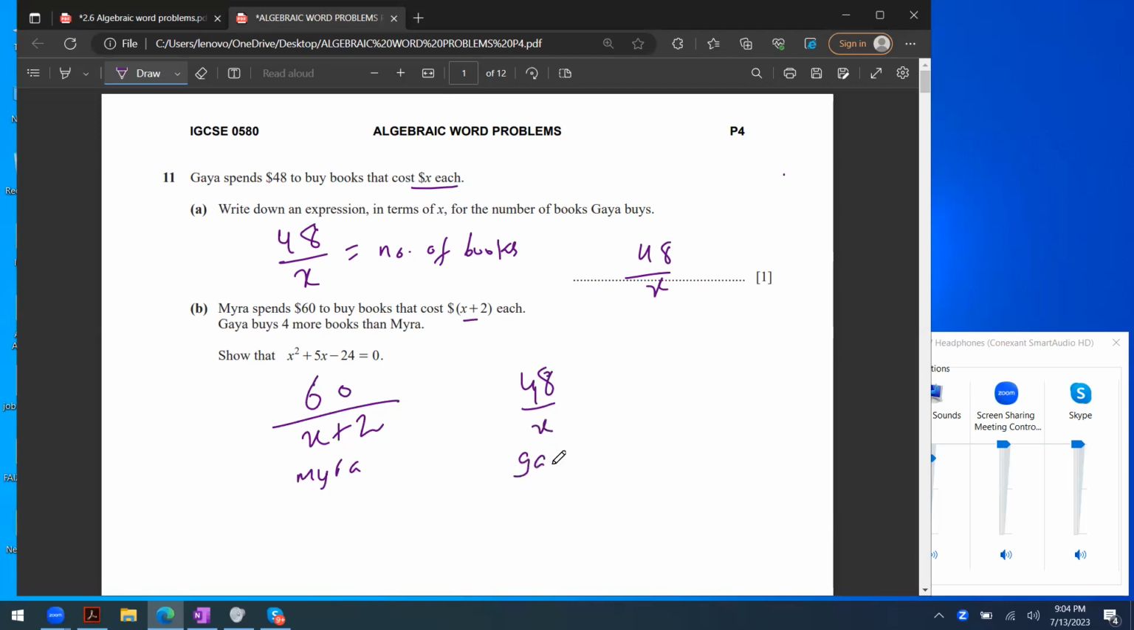These are the numbers of books. Gaya buys 4 more books than Mira. So that means if you take Mira's books and add 4, that is going to give us Gaya's books. You need to understand this first, how we form the equation. One more time, or is it clear for everyone how the equation is made?